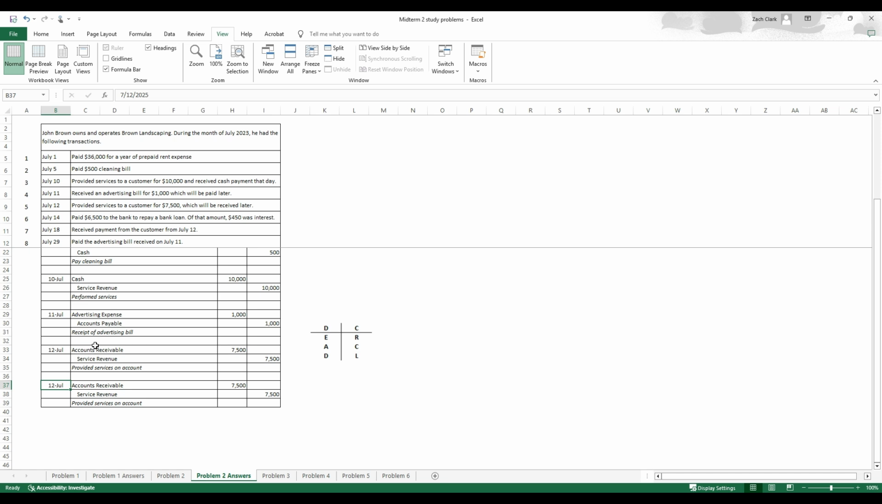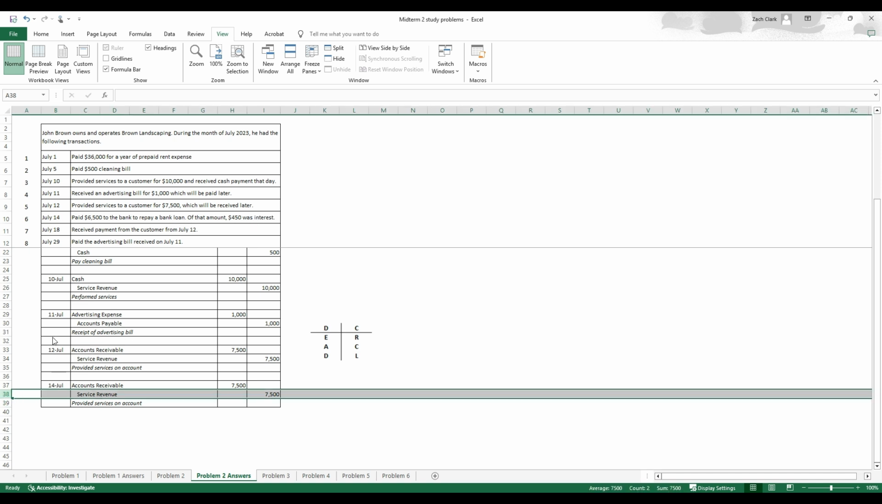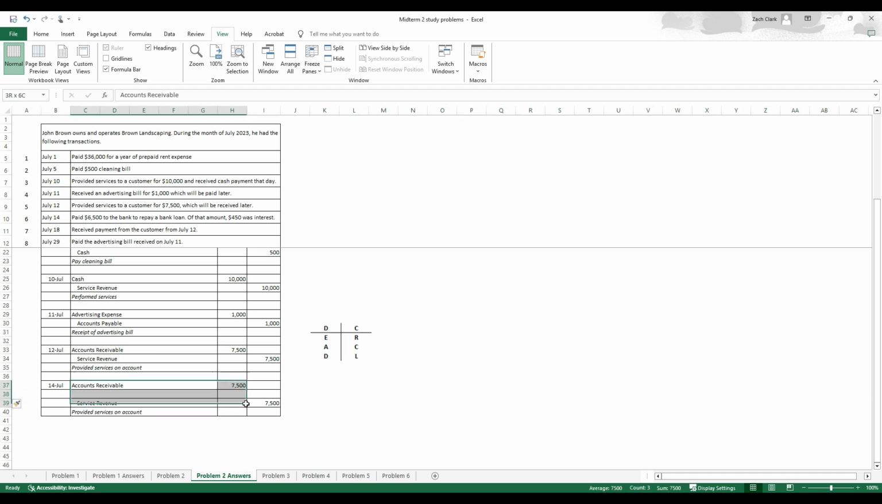So, okay, on the 14th, we paid $6,500 to the bank to repay a bank loan. And of that amount, $450 was interest. So this one is a little more involved. Let's start by thinking about, we paid $6,500. So when we see paid a certain amount of cash, we can start with our cash. Cash is an asset. Remember, we're paying it, so it's going down. So it's going to be a credit of $6,500.